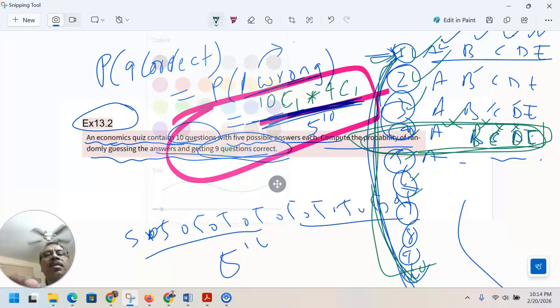So again, I repeat, what this basically means is out of 10 questions, you got one wrong, right? So the one wrong can be any of these 10. That's why it is 10C1.